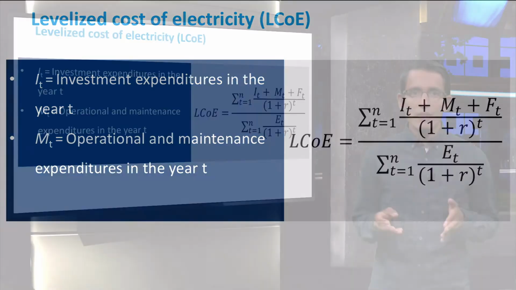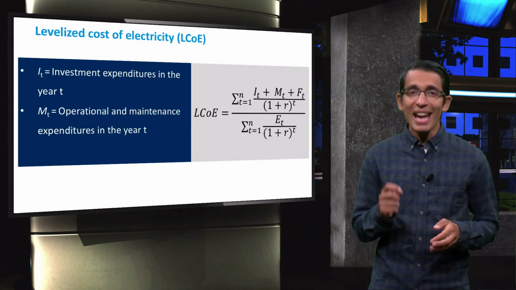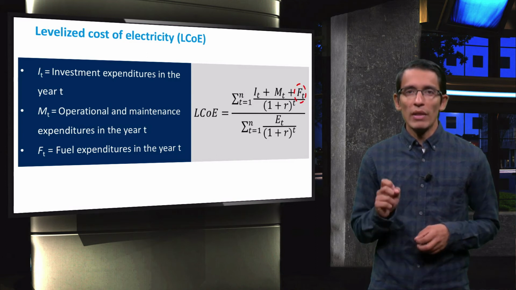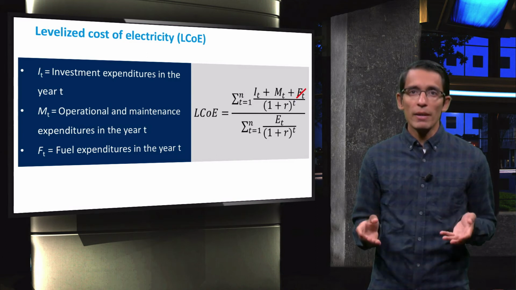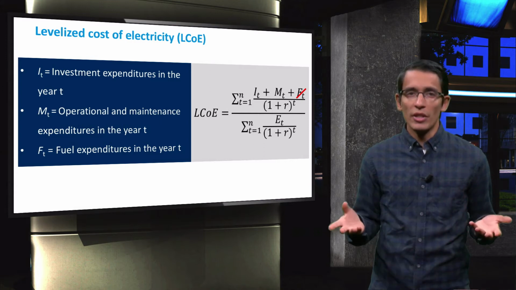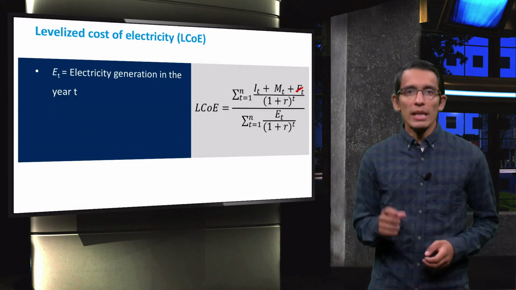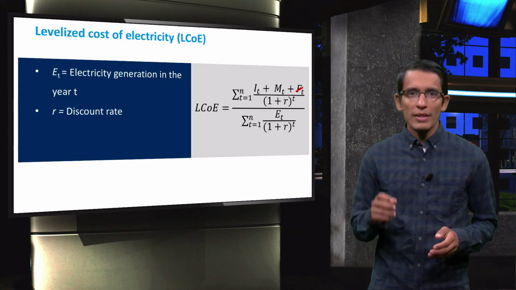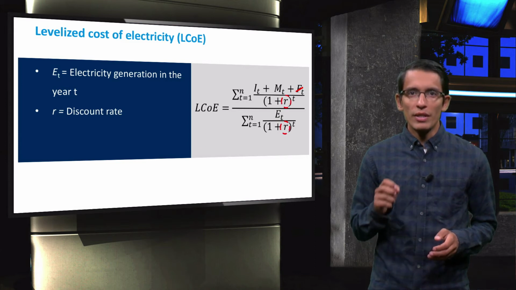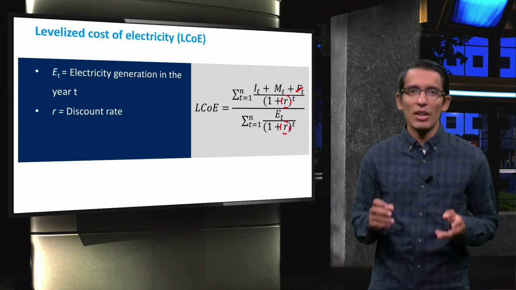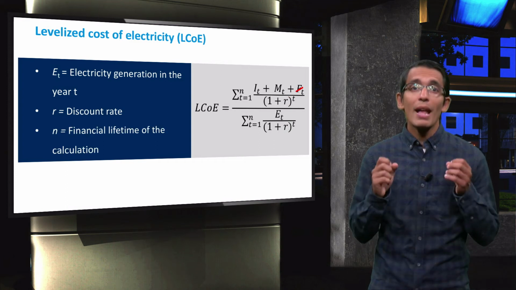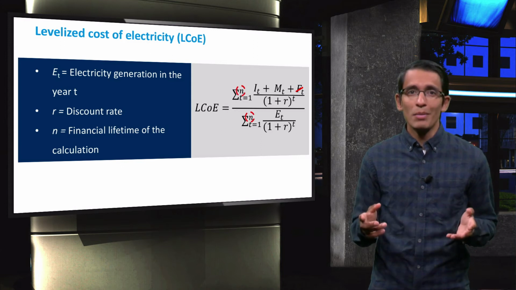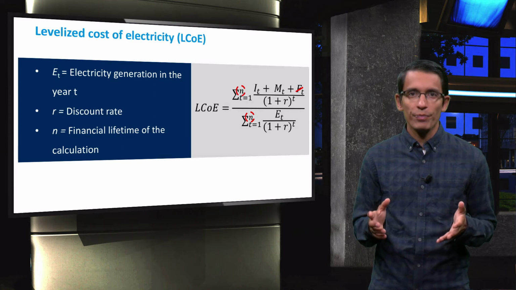The operational and maintenance costs over the year T are denoted by M_T in this equation. F_T denotes the fuel expenditure in the year T. And of course for PV, fuel costs are zero since we get the sun's rays for free. E_T is the AC yield generated in the year T. R is the discount rate, which is a factor used to discount future costs and translate them into the present value. Finally, N is the financial lifetime of the system. The lifetime of a PV system is generally around 25 years.